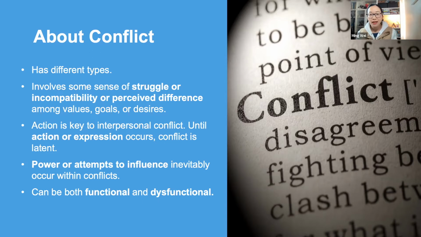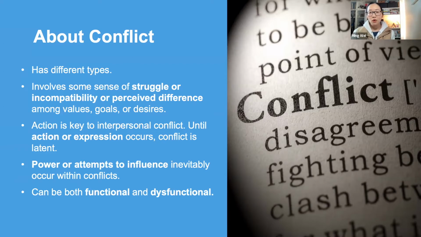Okay. However, it doesn't matter what types of conflict you're talking about or you might be involved in. When we talk about a conflict, it always involves some sort of struggle or incompatibilities or perceived differences among values, goals, designs, or needs, what you want from a certain event or what you want to achieve from a certain project, and so on and so forth.